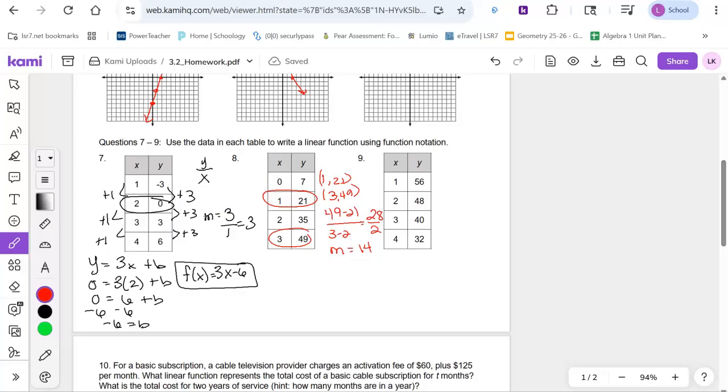Now this one's very simple. I don't have to do this to find b because I already know my y-intercept. Anytime x is 0, your y-intercept or your b is that answer. So I'm going to have f of x equals 14x plus 7. So I'm going to leave 9 for you to complete.